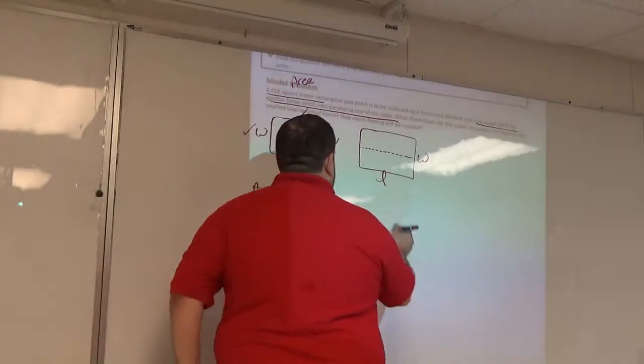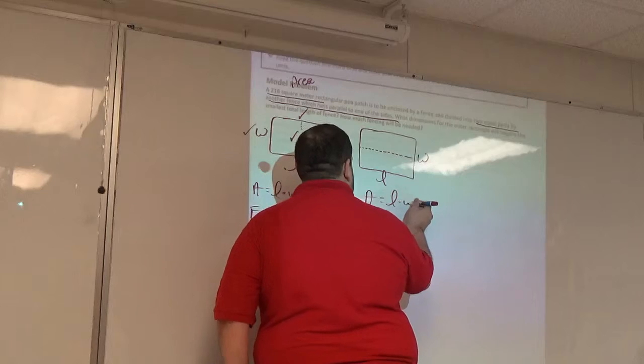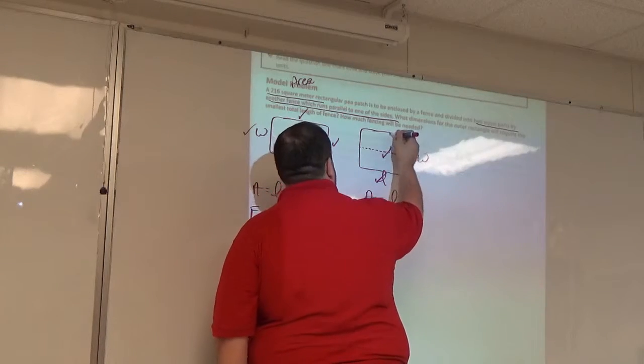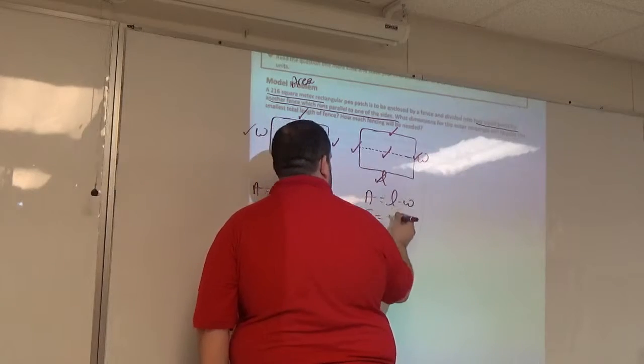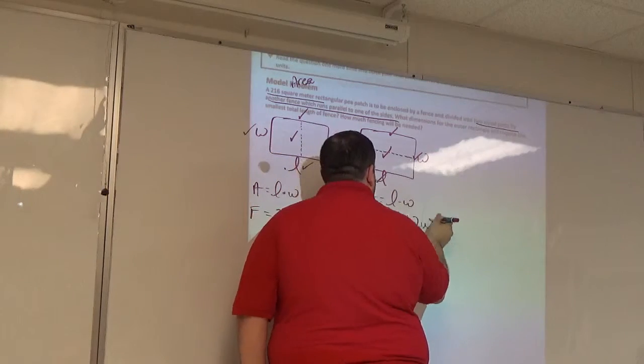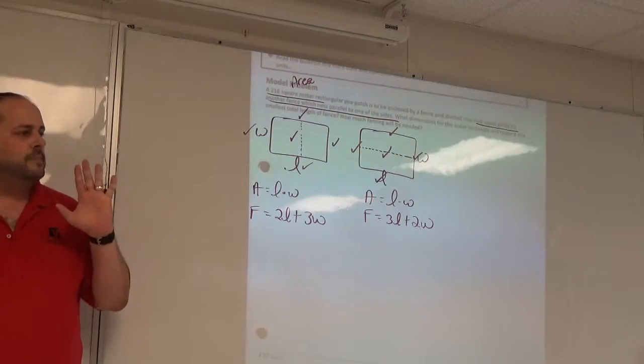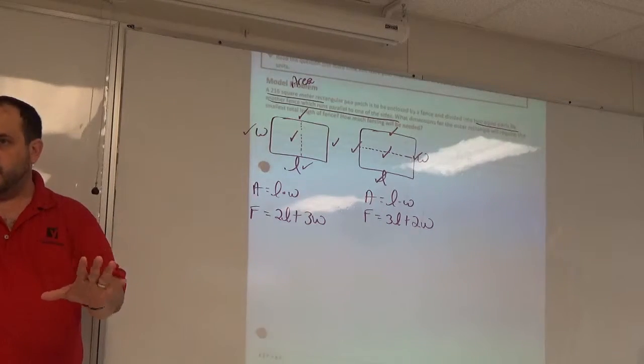For Anthony and his crew, he's going to say, well, the area is length times width, so my fencing equation says L, L, L, W, W: 3L plus 2W. Both groups, 100% okay.